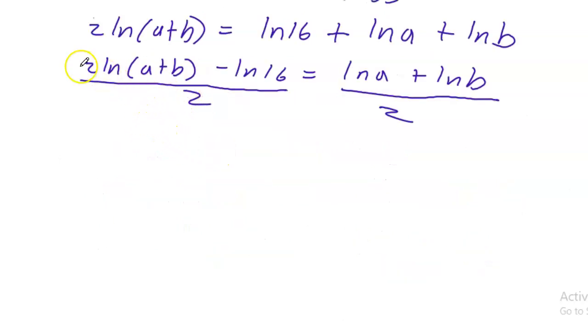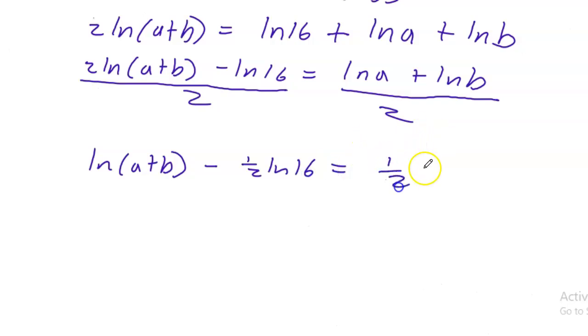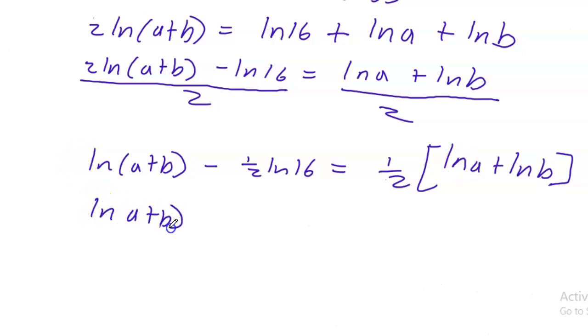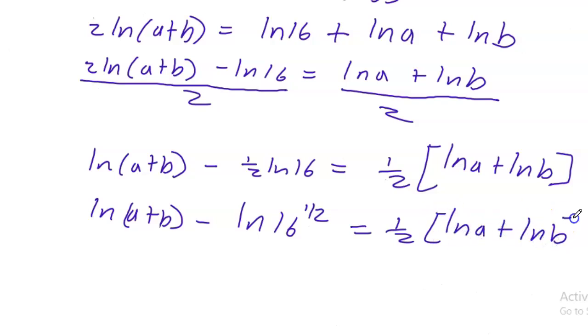So I'll end up with 2 into this here. I'll end up with ln a, so I divide each term by 2, so ln (a plus b). And then ln 16 over 2, that's half ln 16, right? Is equal to, and I can rewrite this as half into ln a plus ln b. And of course, ln (a plus b) minus ln 16 to the power of half, which is the same as root 16. So half ln a plus ln b.